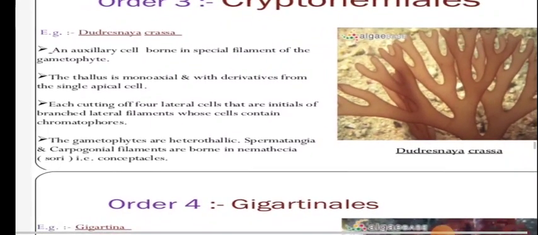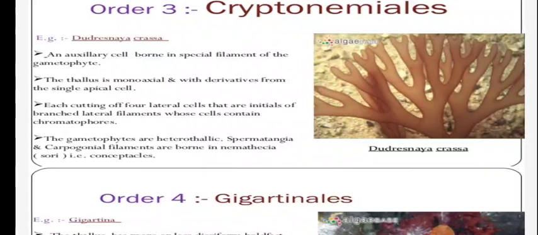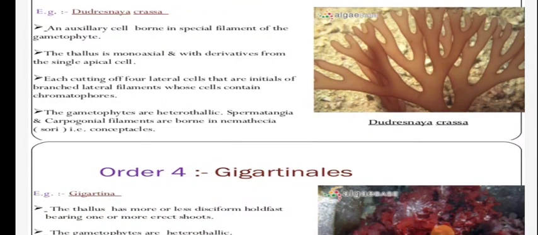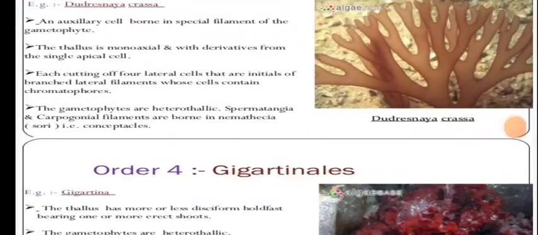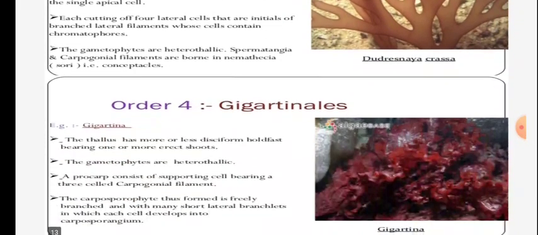As it shows, the auxiliary cell is borne on a special filament of the gametophyte. The thallus is monoaxial with derivatives, each cutting off 4 lateral cells that are initials of the branched lateral filaments whose cells contain the chromatophores. So this is the main part. These types of genera are there.